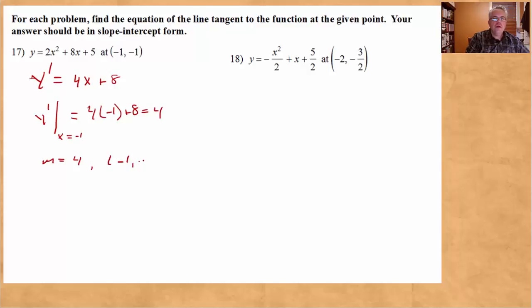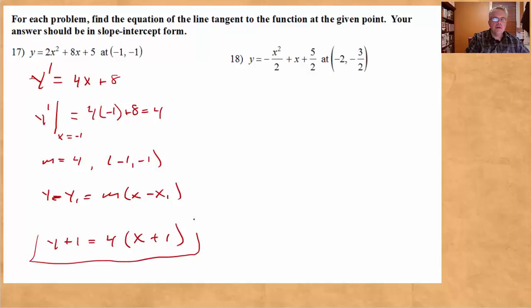We want to go through the point negative 1, negative 1. So we can use point slope form. So we say y minus y1 equals m times x minus x1. So we get y minus a negative 1, which is plus 1, equals 4 times x minus x1, which is the same as x plus 1. We'll leave it at that. We could solve for y if we felt like it.